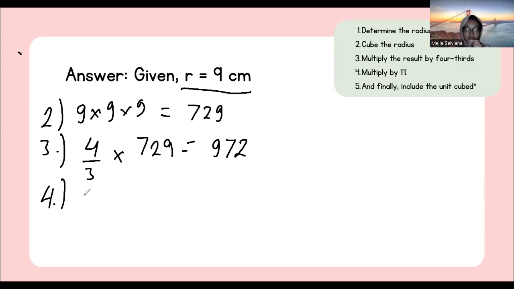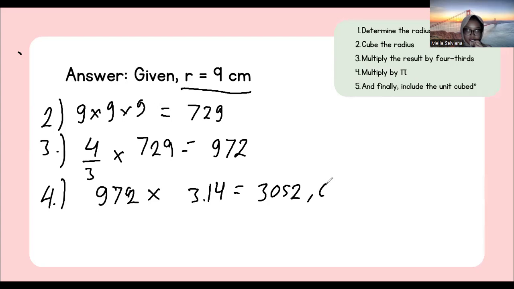Step 4, multiply by pi. Now we multiply 972 times 3.14, and the result is 3052.08.